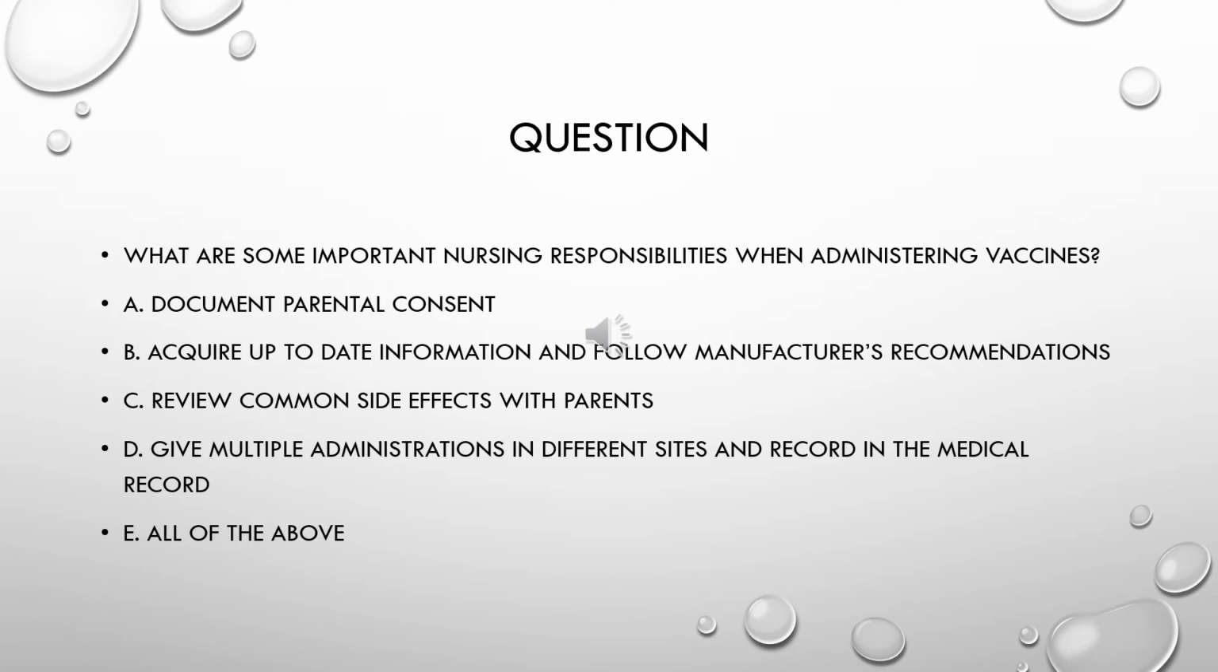Keep in mind that when you're talking about your 2, 4, and 6 month shots, and even your 4-year-old shots, these children may be receiving multiple vaccines. So it's important that you rotate those sites around as you're giving them, just because you don't want to put too much medication into one muscle group.